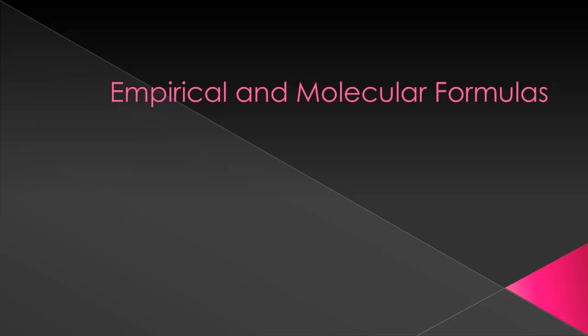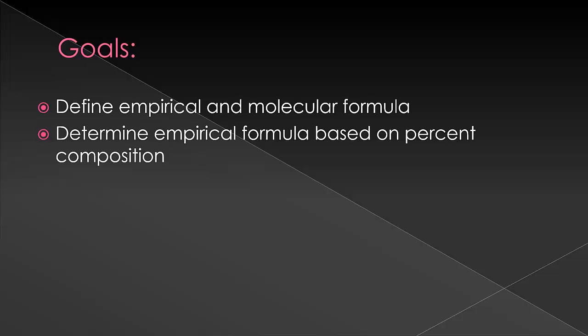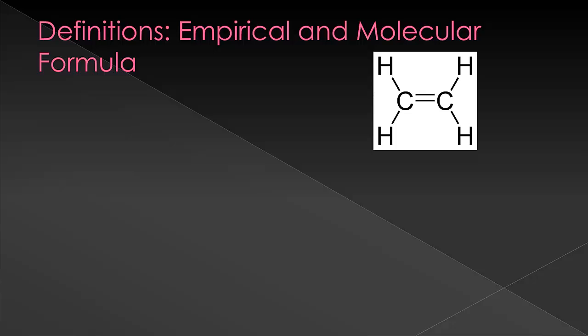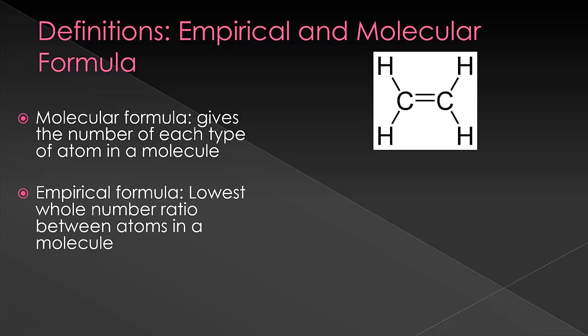Empirical and molecular formulas. The goal of this video is to define empirical and molecular formula and learn how to determine both based on experimental concepts such as percent composition. The molecular formula gives the number and type of each atom within a molecule. An empirical formula, however, is always the lowest whole number ratio. You may recognize that for an ionic compound, these will be the same. However, for molecular compounds, they often are different.